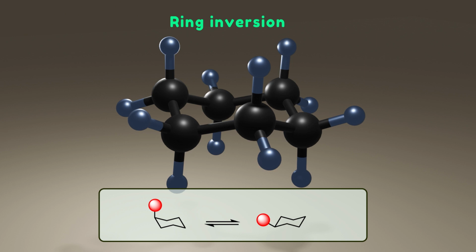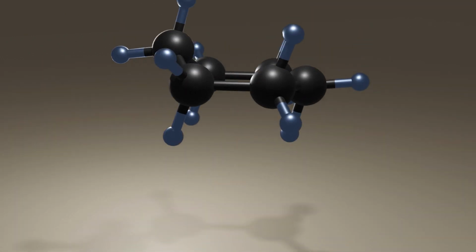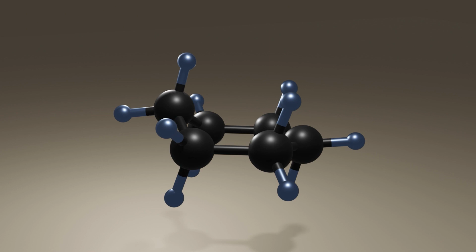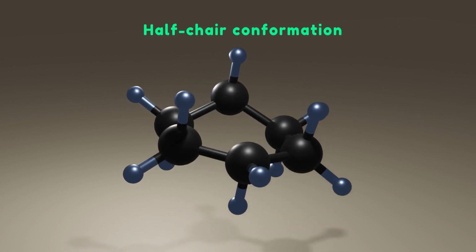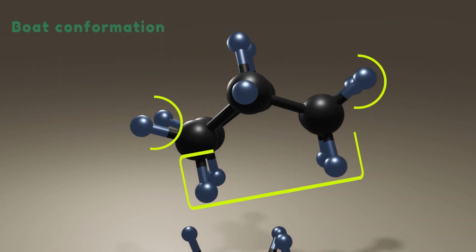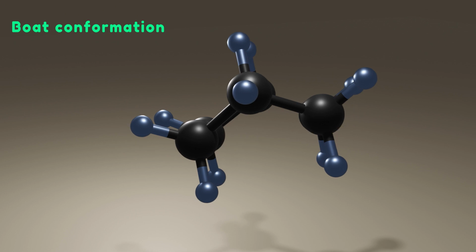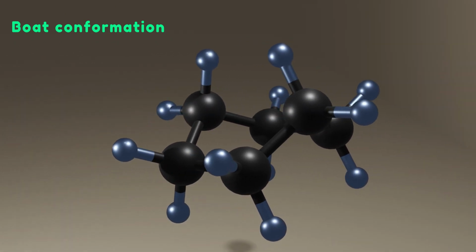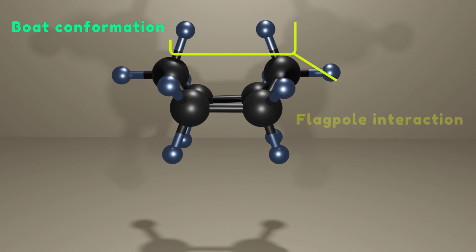Ring inversion is not a simple process and involves many conformational changes. In the first step, one half of the molecule becomes planar by moving up the footrest carbon atom, while the other half of the molecule remains in chair conformation. So this form is called the half-chair conformation. If this carbon atom continues to move up, we arrive at the boat conformation, which suffers from eclipsing of 6 hydrogens. In addition, there is a characteristic strain between 2 hydrogens, which is called flagpole interaction.